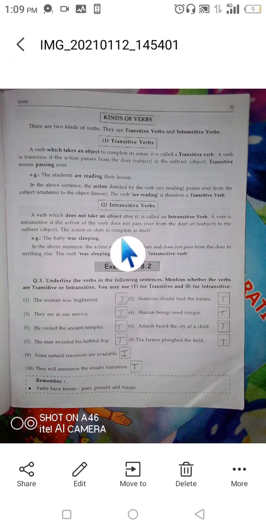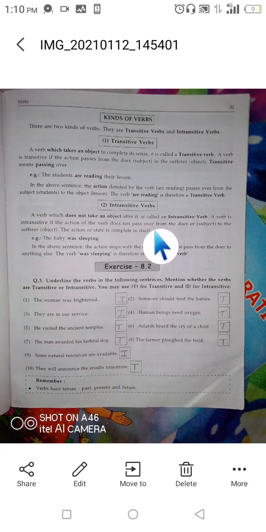A verb which does not take an object after it is called an intransitive verb. A verb is intransitive if the action of the verb does not pass over from the doer, or the subject, to the sufferer, that is, the object. The action or state is complete in itself. The baby was sleeping. So here is the subject but not the object.